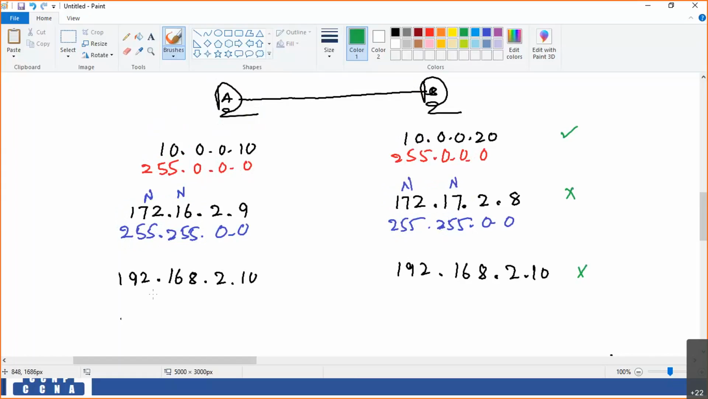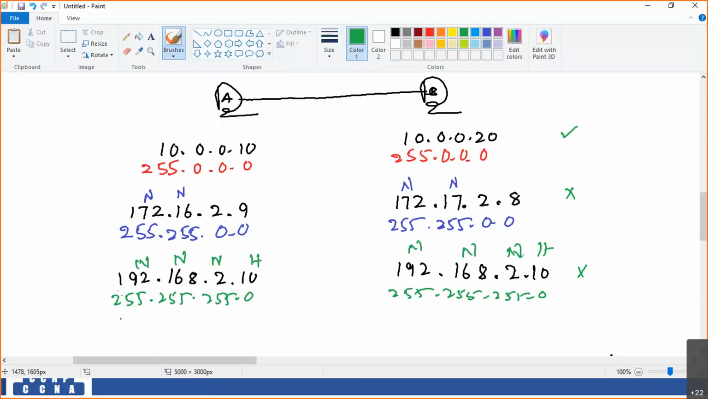Similarly, the third example, class C subnet mask is 255.255.255.0. Am I right? So what your PC can understand: first octet is network, network, network, host because of 0. Here also network, network, network, host. So I am 192. Yes, I am also 192. I am 168. Yes, I am 168. I am 2. Yes, I am 2. Yes, guys, we are both in the same network.